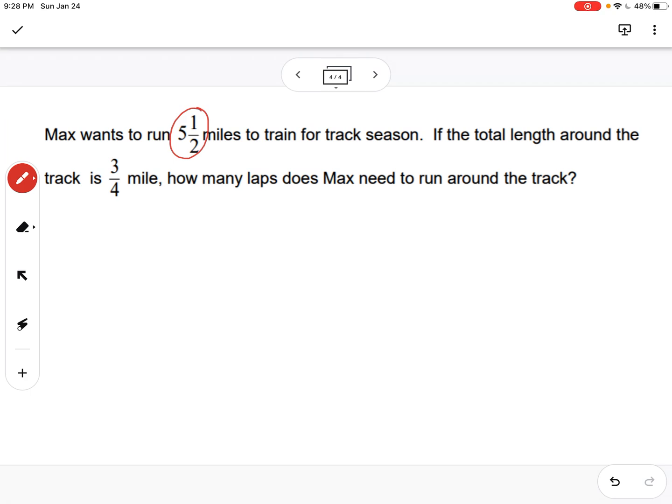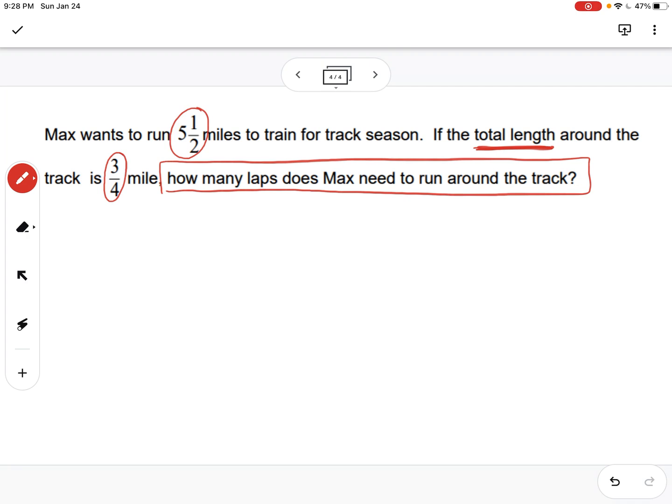If the total length around the track is 3/4 of a mile, how many laps does Max need to run around the track? All right, so we circled numbers. Now let's go back and underline key pieces of information. So he wants to run 5.5 miles to train for track season. If the total length around the track is 3/4 of a mile, how many laps, this is the big question, how many laps does Max need to run around the track?